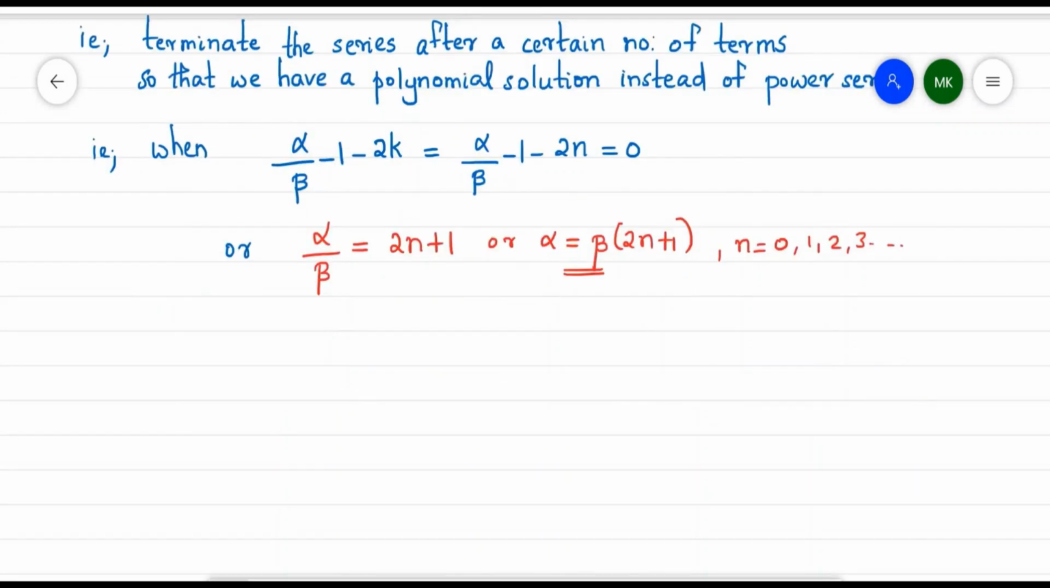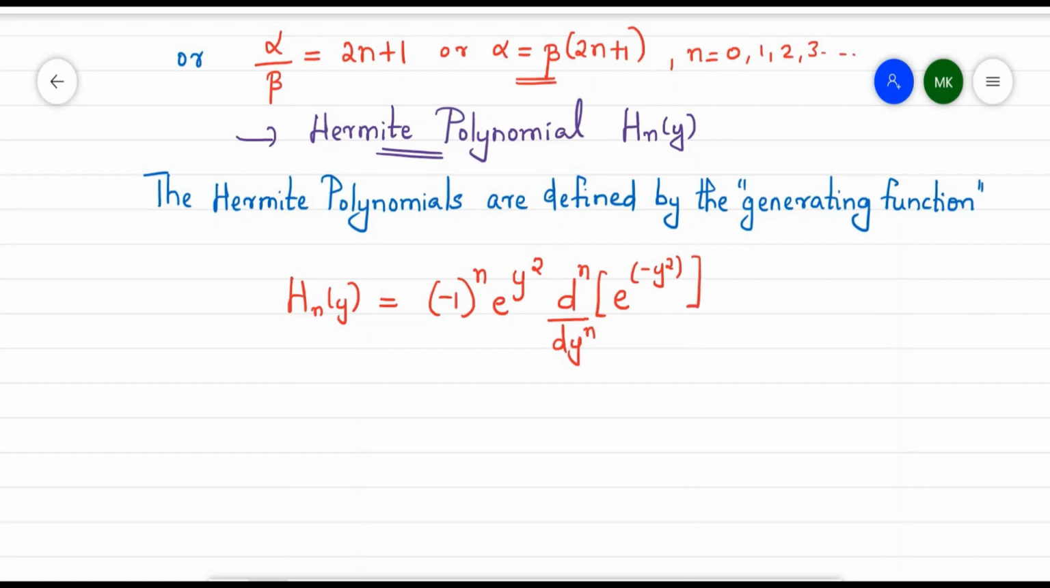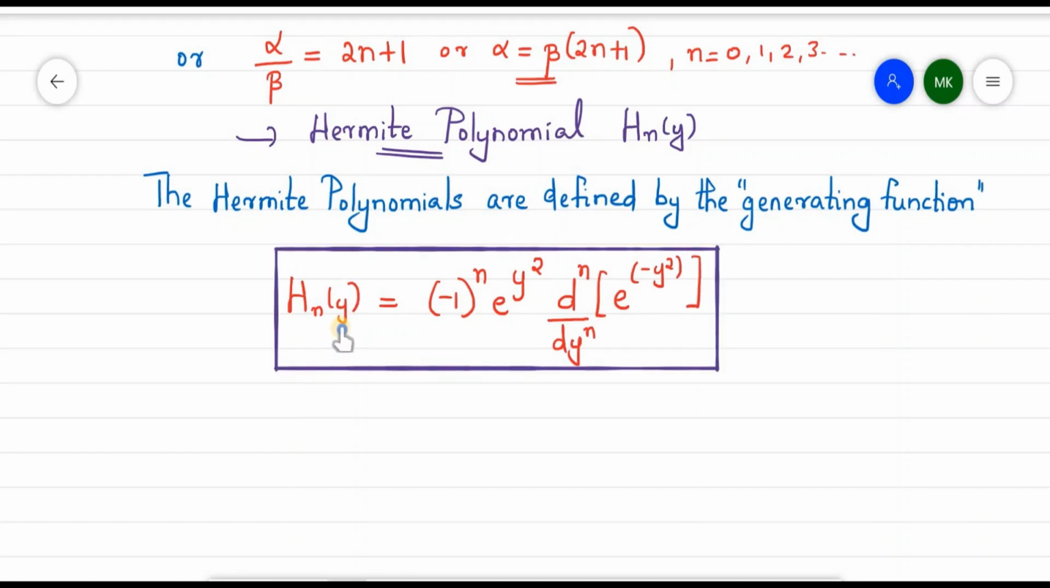The resulting series with a finite number of terms is a polynomial called the Hermite polynomial, denoted as hn of y. The Hermite polynomials are defined by the generating function hn of y equals minus 1 raised to n e raised to y square d raised to n by dy raised to n of e raised to minus y square. So hn of y is known as the Hermite polynomial, which we obtained from the recursion formula.